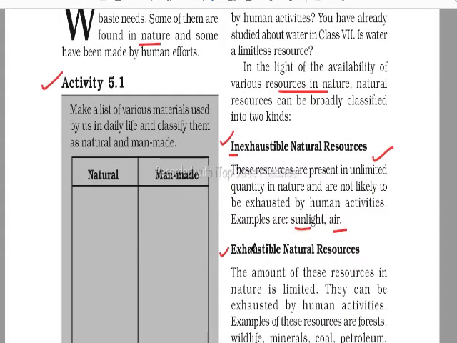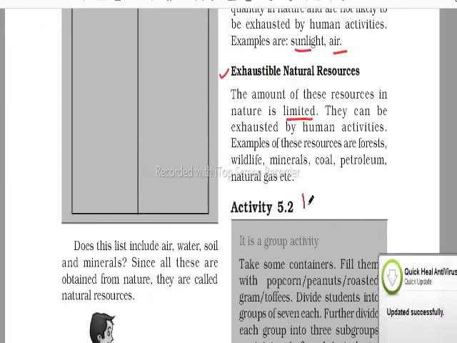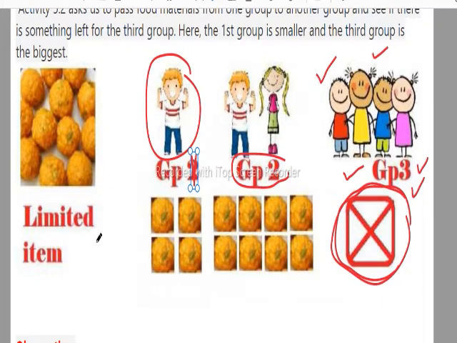Next, opposite to inexhaustible natural resources, the exhaustible natural resources are present in limited quantity in nature. That means, if we are using them in excess, not using them wisely, then they are going to end up one day. Okay. So, for example, wildlife, minerals, coal and petroleum.